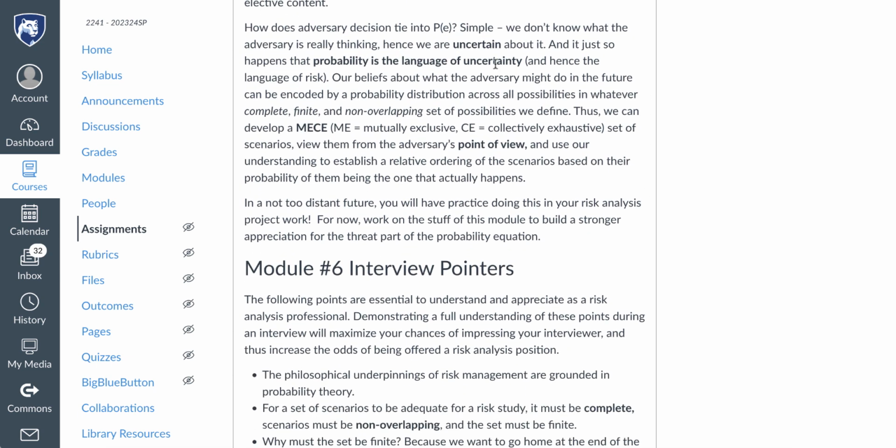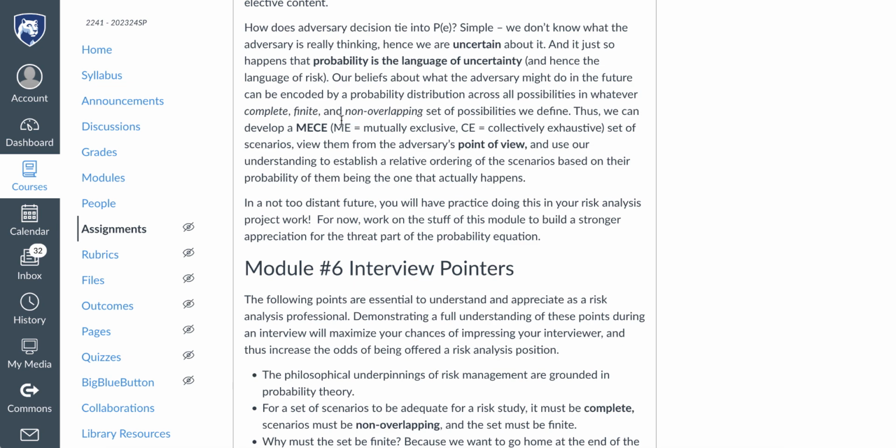Okay? Now, how does adversary decision tie into the probability of an event? Well, it's actually pretty simple. We do not know what the adversary is really thinking. Hence, we are uncertain about it. And it just so happens that probability is the language of uncertainty, right? Our beliefs about what the adversary might do in the future can be encoded by a probability distribution across all probabilities in whatever complete, finite, and non-overlapping set of possibilities we define.